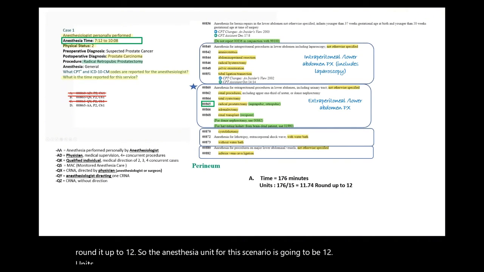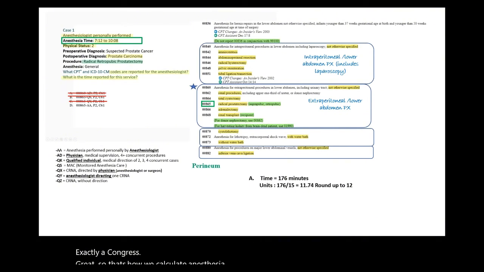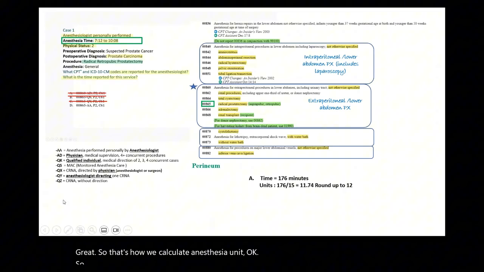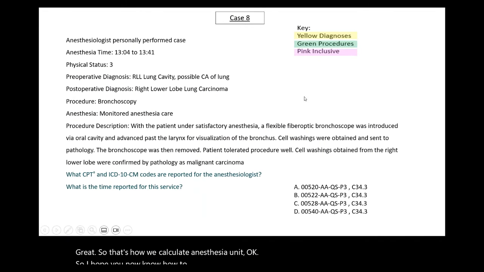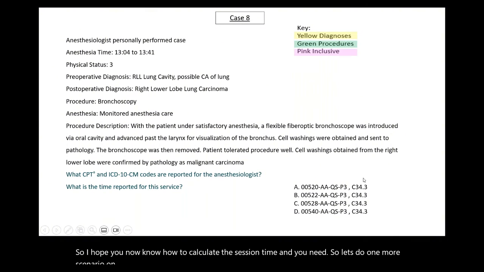Is that clear, coders? Great. So that's how we calculate anesthesia units. Okay, so I hope you now know how to calculate anesthesia time and units. So let's do one more scenario on anesthesia. And Ms. Kataria, please, thank you.